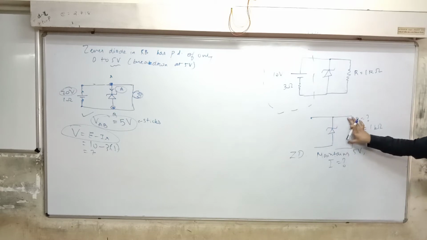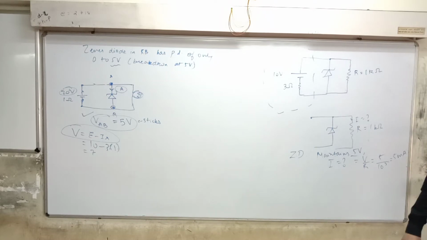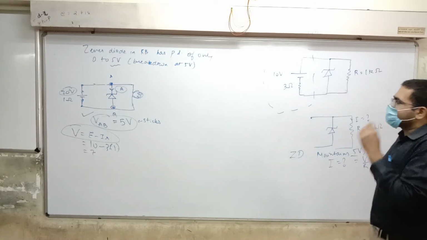The diode and resistor are in parallel. So what is the voltage here? 5. So how much current is there? That is going to be V by R, so 5 divided by 10 raised to 3. So the answer is 5 milliamp. As simple as that. Understood? Okay, so that's how you will do it.